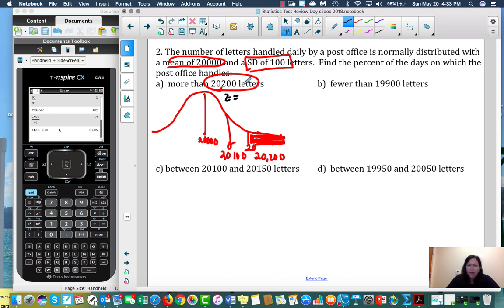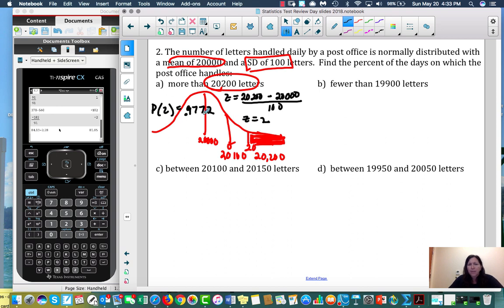So we've got 20,200, subtract my mean, which is 20,000, and divide that by 100. And I get my z-score of 2. I need to look up my z-score of 2. The probability for it being 2 is 0.97. So you're going to use your z-score chart, 0.9772.